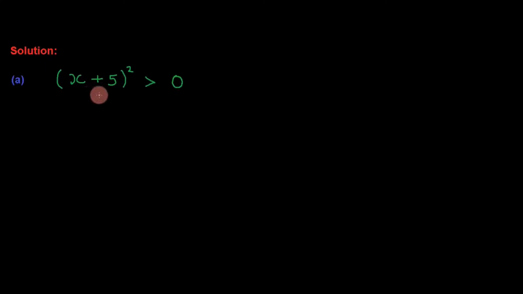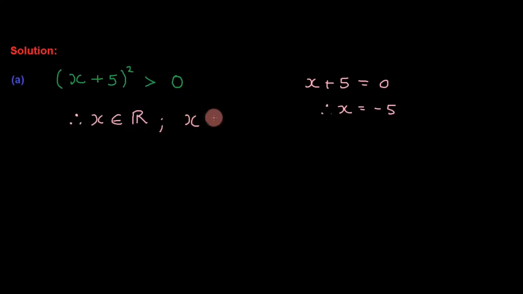So we need to see where the left-hand side equals 0, and then we need to exclude that from our answer. We know that x plus 5 equals 0 when x is equal to negative 5. So when x is negative 5, the left-hand side is equal to 0 and not strictly greater than 0. So in this case, our answer is x is an element of real numbers, but x cannot equal negative 5.